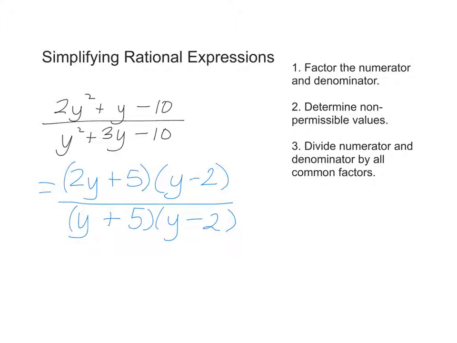There's everything factored. The second step says to determine the non-permissible values. I'm not actually going to determine the non-permissible values now. I'm going to do that at the end. But the reason that it's there at the second step is because this is where the non-permissible values come from. They don't come from the final answer. They come from that step. So when we want to find them, we're going to go back to this step.